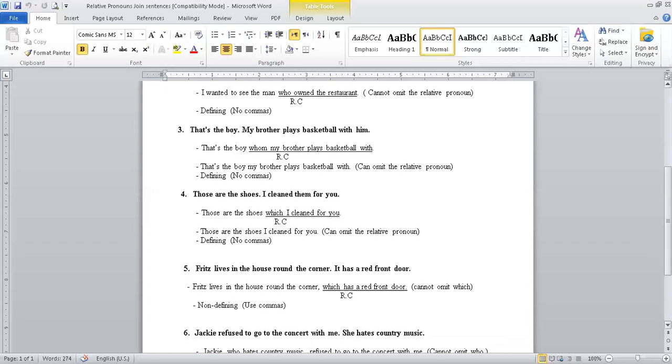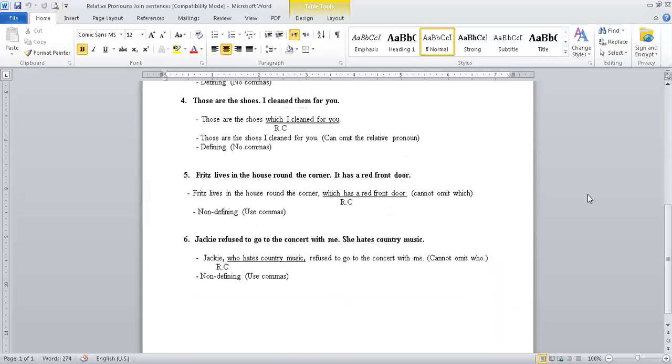In number 5, Fritz, his name is Fritz, lives in the house round the corner. It has a red front door. What has a red front door? The house round the corner. So we want to define the house round the corner. You have to delete it because it refers to the house round the corner.